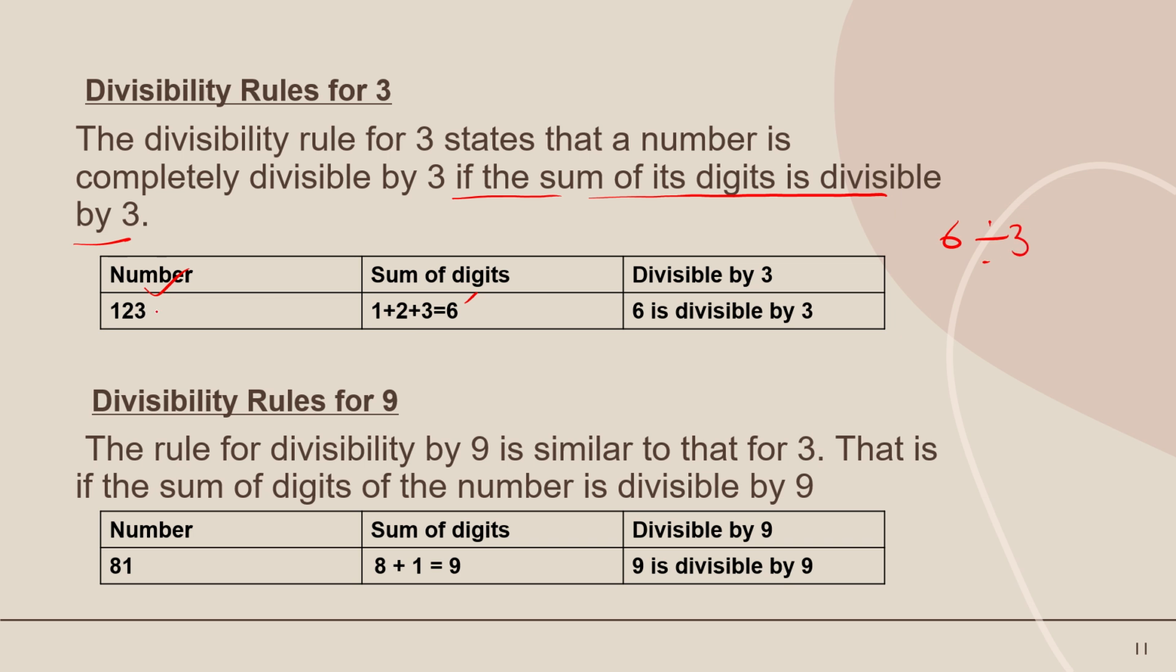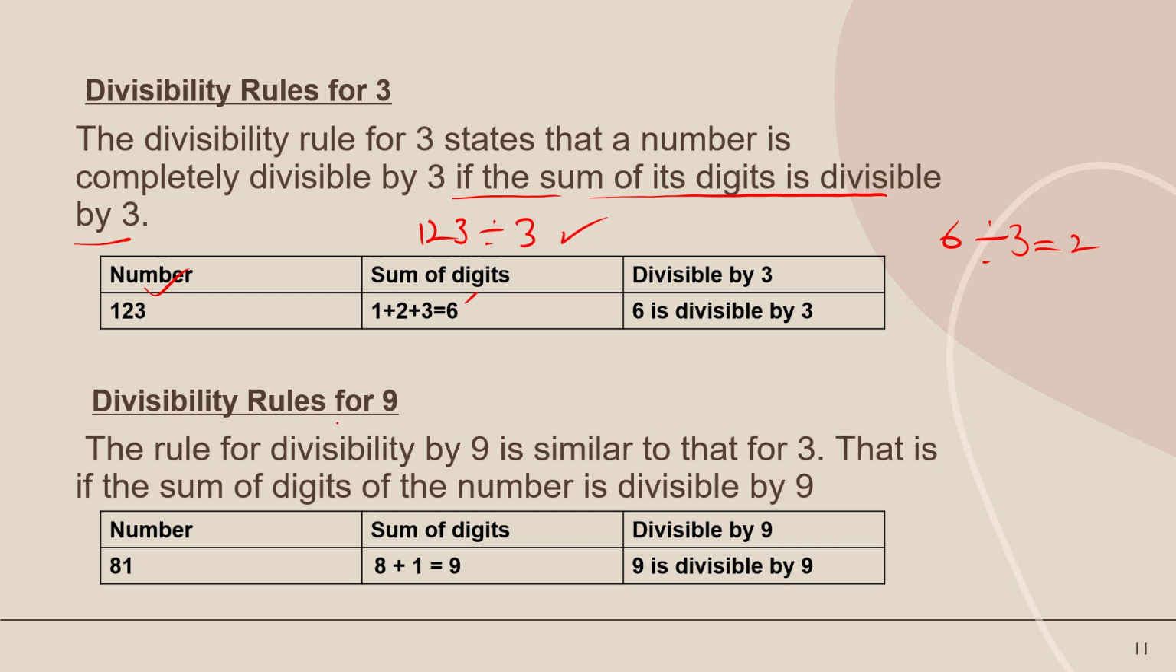So if the sum of the digits of any number is divisible by 3, then that number will be completely divisible by 3. As you can see, 6 is divisible by 3 completely, the answer is 2. So 123 is divisible by 3 completely.